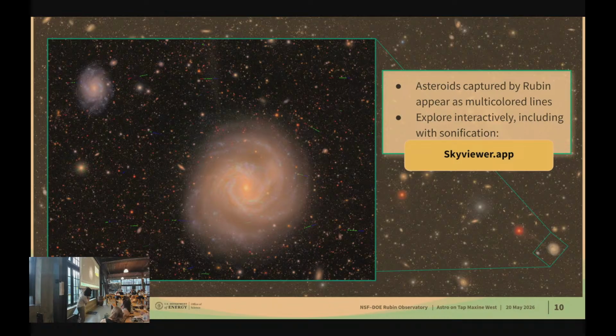This is another great image, and you can see these little rainbow streaks. These are asteroids moving across the sky, because another major component of Rubin is asteroid and moving object discovery. So that's what I'm interested in and have been working on. So I don't really care about these really nice pretty galaxies. I like the little rocks in space.